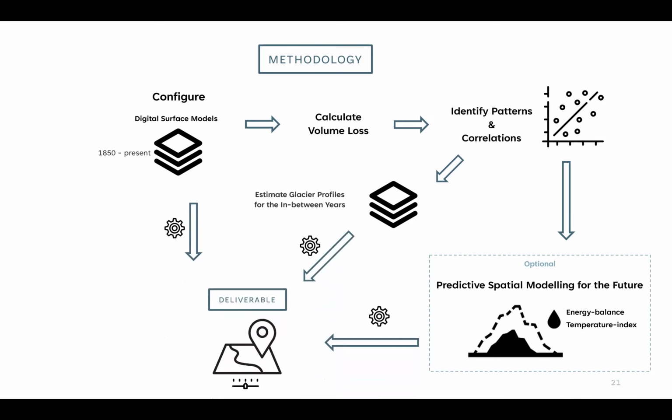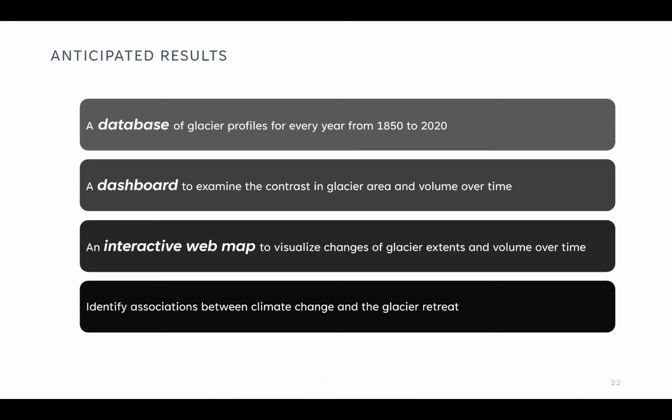And all the results will be configured to fit onto the final deliverable. So here are my anticipated results. I will have a database of glacier profiles for every year from 1850 to 2020. I will have a dashboard to examine the contrast in glacier area and volume over time, an interactive web map to visualize changes of glacier extents and volume over time, and identify associations between climate change and the glacier retreat.